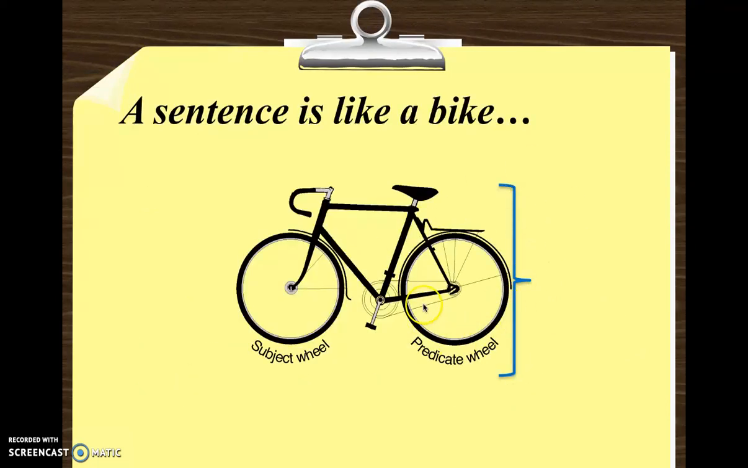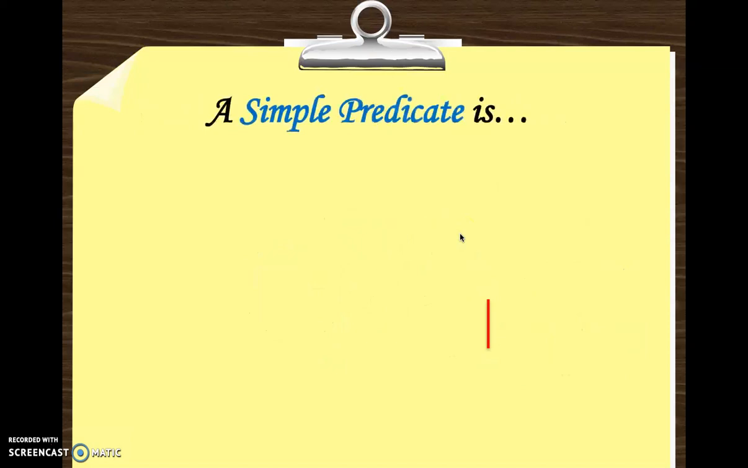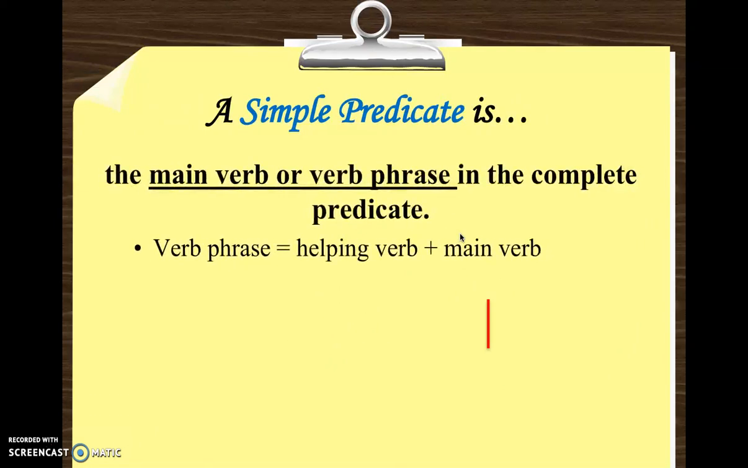The complete predicate, much like the complete subject, is the entirety of the wheel. Without it, we don't have the entirety of the sentence. A simple predicate, though, is the main verb or the verb phrase in the complete predicate. So when I say verb phrase, I'm talking about a helping verb and a main verb. Otherwise, it would usually just be one verb, if it was a linking verb or an action verb.